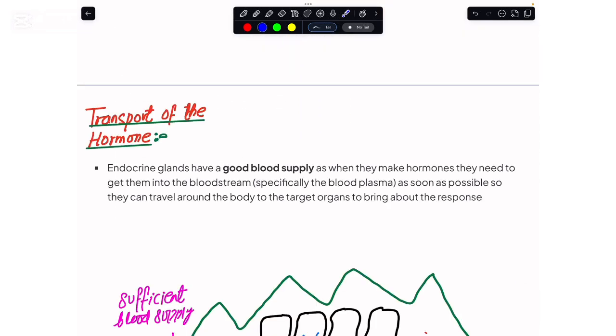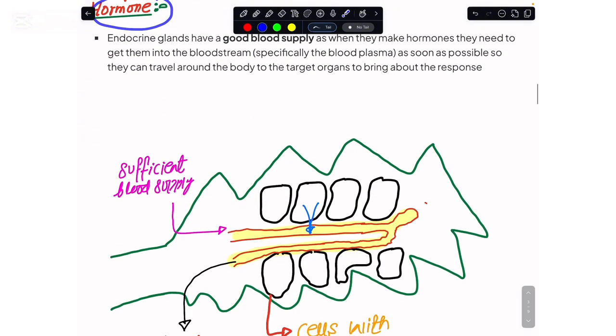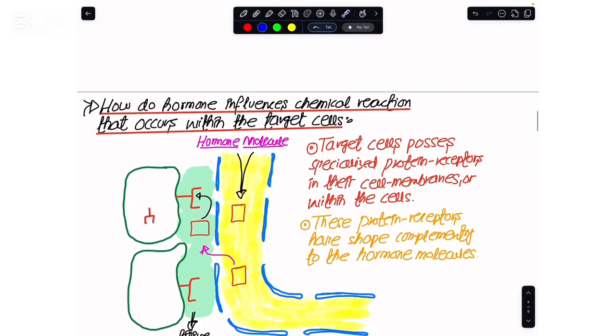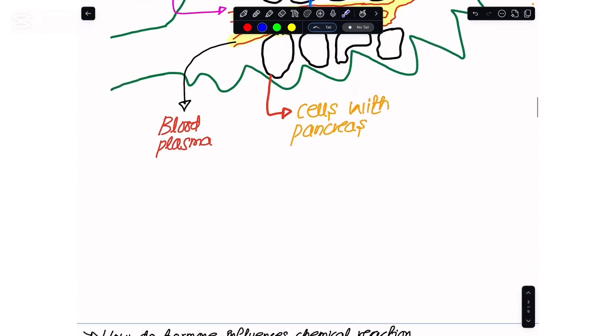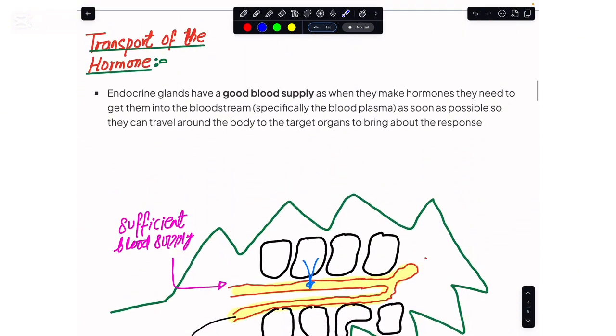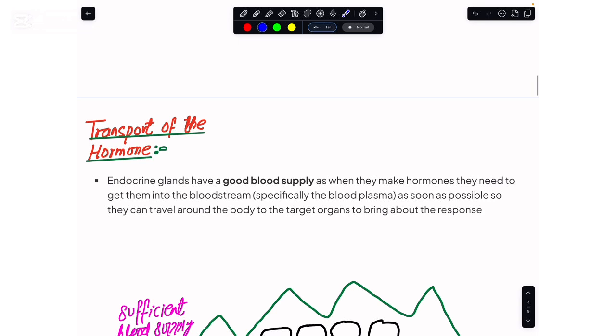And now here we have to crack two major things: how these hormones are transported, and how these hormones have an impact or an influence on the cells of the target organs. So the scenario is that the gland is lying at some part of the body, and the target organs are lying at another part of the body.